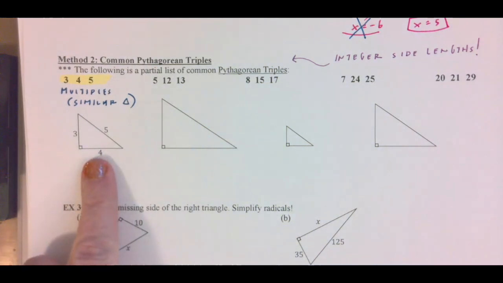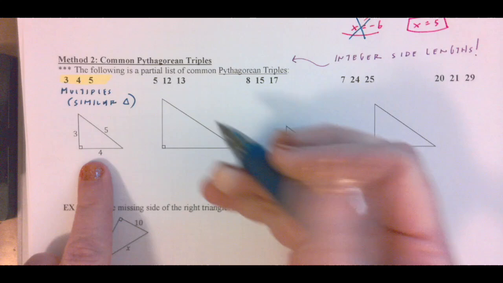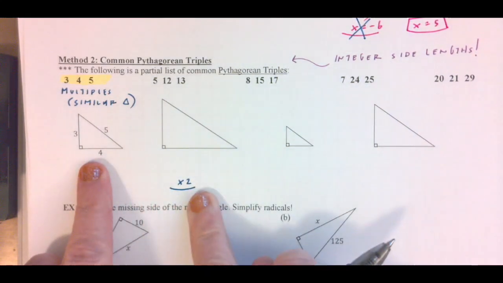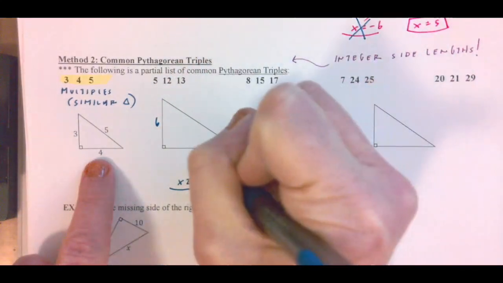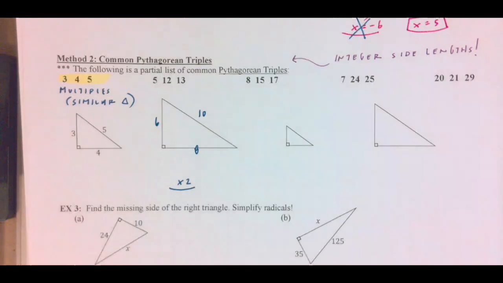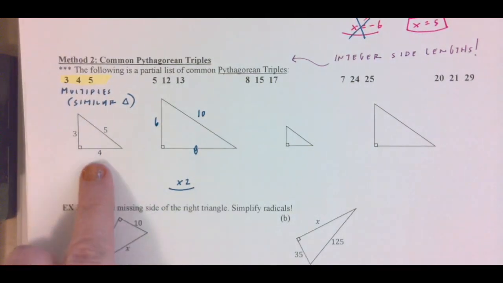So let's say that I wanted to make it bigger. Let's say that I wanted to double all the sides. Apply a multiplier of 2. 3 doubles to 6, 4 doubles to 8, 5 doubles to 10. Right? There's a new Pythagorean triple, but really it's a 3, 4, 5 times 2.